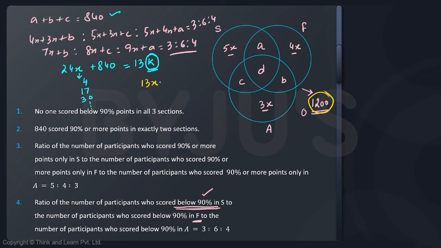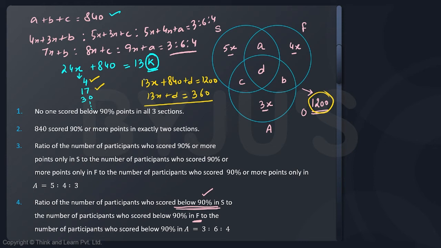A plus B plus C, which is equal to 840 plus D. This has to be equal to 1200, or I can say 13x plus D should be equal to 1200 minus 840, that is 360. So I can put x as 4. Yes, I can. Can I put x as 17? Yes, I can.